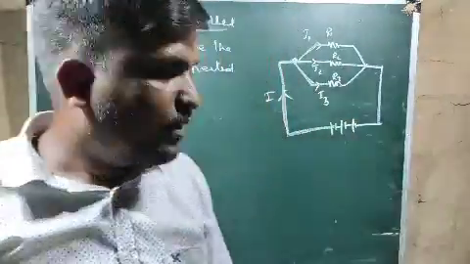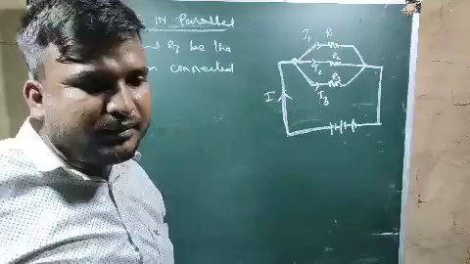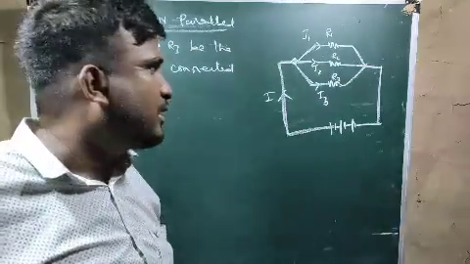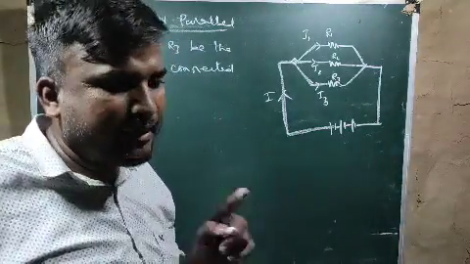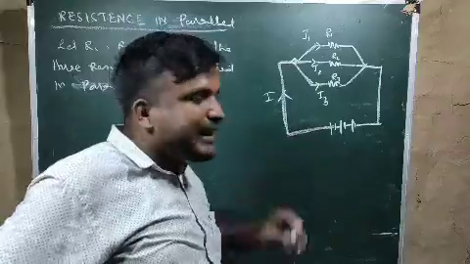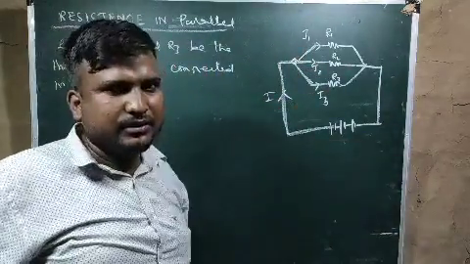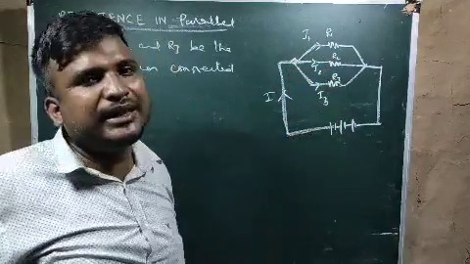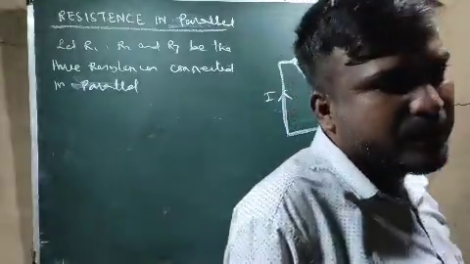So what is the important thing to remember here? In series combination, current remains the same but potential difference gets divided. But in parallel combination, current gets divided. This I will get divided at this junction, but potential difference across this will remain the same. This is the basic difference between series combination and parallel combination.